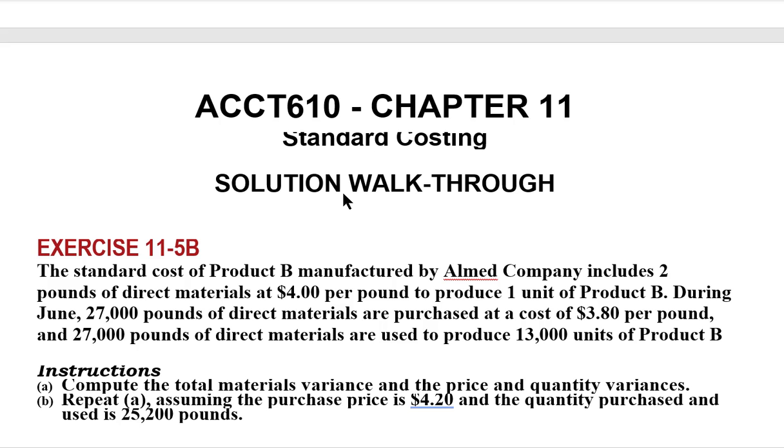This solutions walkthrough is based on Chapter 11, specifically looking at exercise 11.5b. My hope is that the walkthrough will help you with your assigned exercise, which is 11.5a. In this problem, we're being asked to compare the standard for direct materials with the actual and determine the total variance as well as the sub-variances.